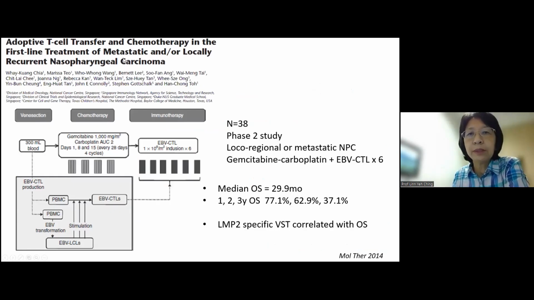The same EBV T cell was also studied by our oncologist colleagues at the National Cancer Center for metastatic or locally recurrent NPC. In this phase 2 study, patients received 4 cycles of chemotherapy and then followed by 6 infusions of EBV CTL.